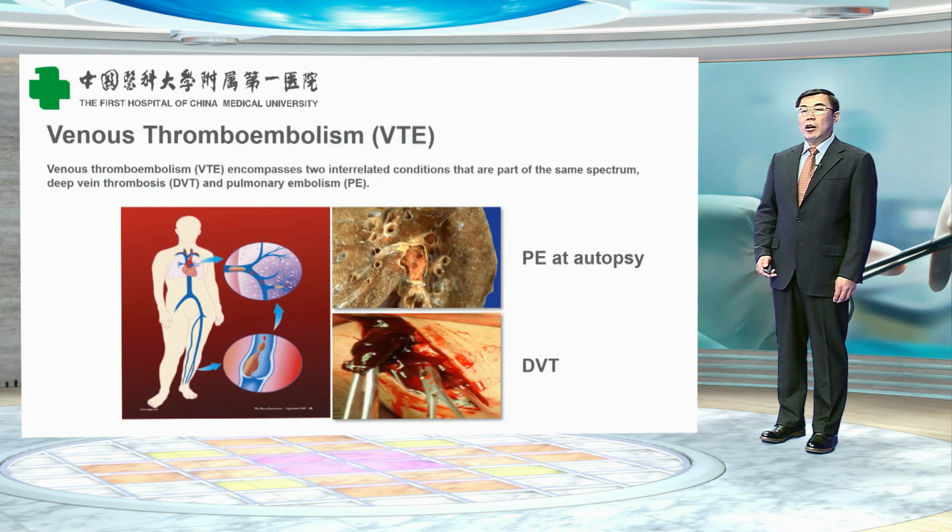Now, the term venous thromboembolism, VTE, integrates DVT and PE and comprises these two interrelated conditions that are part of the same spectrum, DVT and PE.